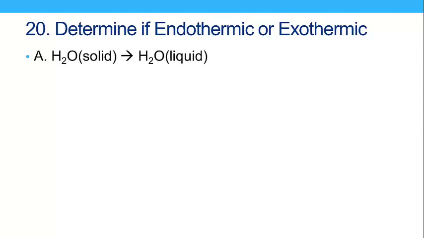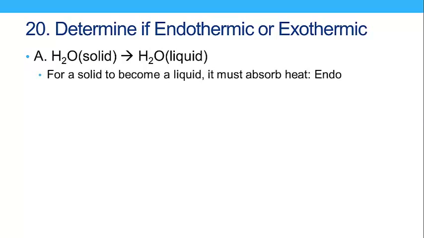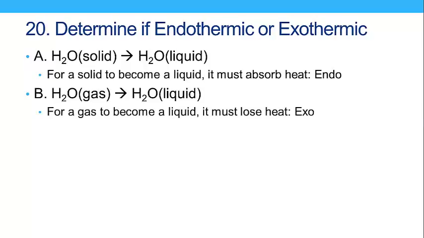So next question says to determine which are endothermic and which are exothermic. If water goes from solid to liquid, so if it goes from ice to liquid, it must absorb heat for this to happen. For water vapor to condense into liquid water, we have to lose heat. So this makes this exothermic.